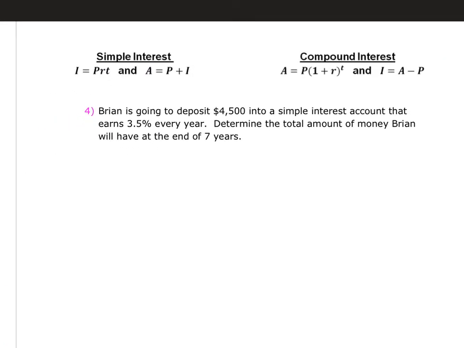Last question, number 4. For this one, we have Brian. Brian is going to deposit $4,500 into a simple interest account that earns 3.5% every year. Determine the total amount of money Brian will have at the end of 7 years. When I go through, if you deposit, that's your P. The percent is your R, but move your decimal 2 places to the left, so that's 0.035. That's the R, and the 7 years is your time.